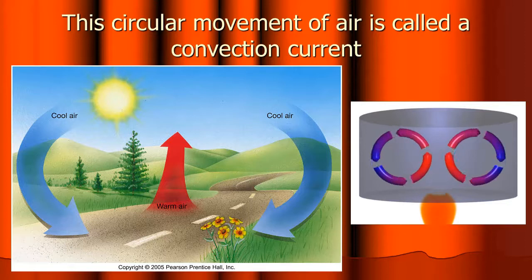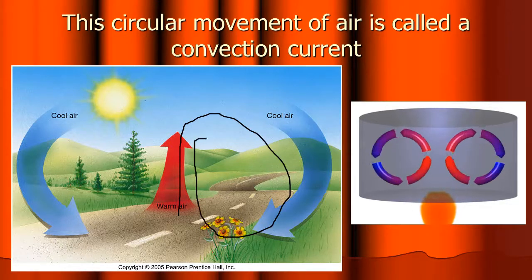This circular movement of air is called a convection current. Exactly, right. So this is called convection. We've talked about convection. Convection comes up in this class quite a bit, but this is basically the idea that you have warm rising air and cold sinking air, and it goes in a circular kind of pattern, just like this over here.